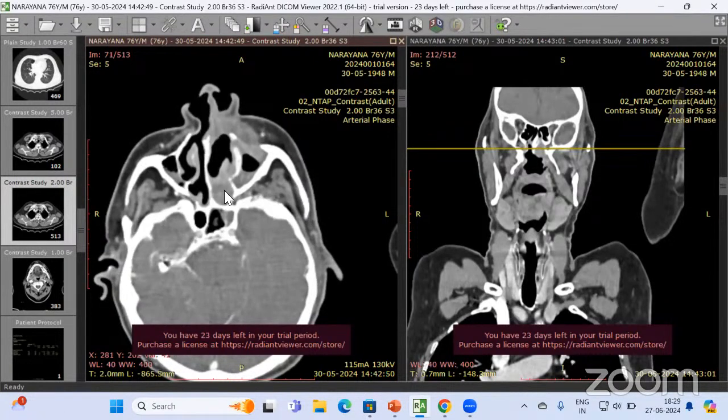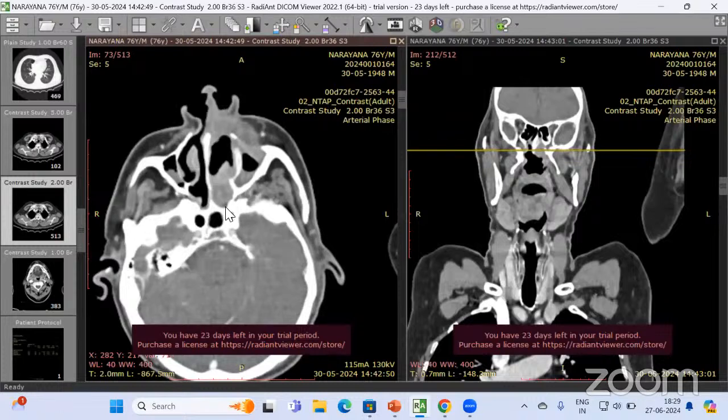The pterygopalatine fossa appears to be free, sir. This is not free. Sir, there is... What you are pointing at and what you are speaking are contradictory. Sir, the sphenopalatine area is involved, but the pterygopalatine... Show me the relation with the skin, the lacrimal sac, and the retroantral fat.